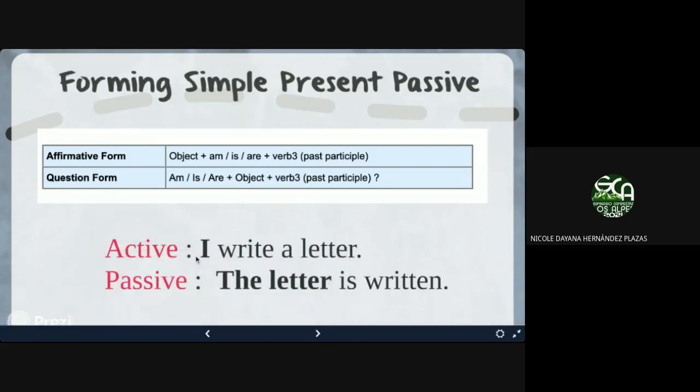In active voice, you are going to say, I write a letter. Sujeto, el verbo, o sea, la acción que está haciendo, y el complemento, o sea, el objeto de tu oración. But in passive voice, the first thing is going to be the object. So you are going to write the letter, the object that is receiving the action. Verb to be in present, in this case, is, because you just have a letter. It is singular. And then you have the past participle of the main verb, that is written, okay?